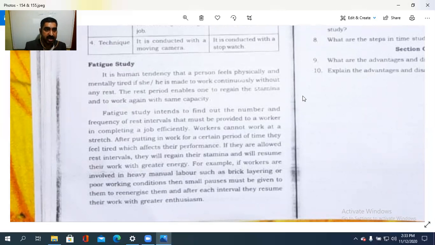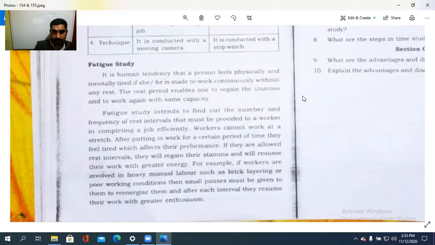That is the fatigue study. That is, rest intervals should be given several times, and how many times that rest interval is given is a study to be undertaken. That is the fatigue study. Then only he or she will become more efficient at work than in the previous case.